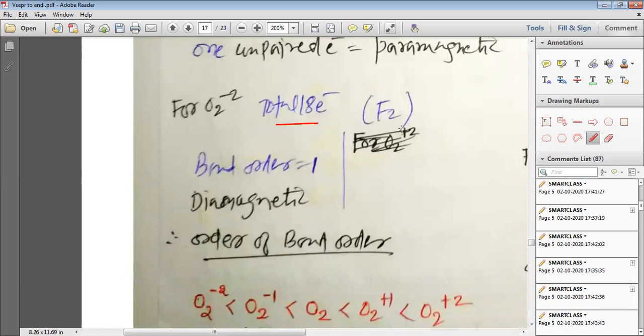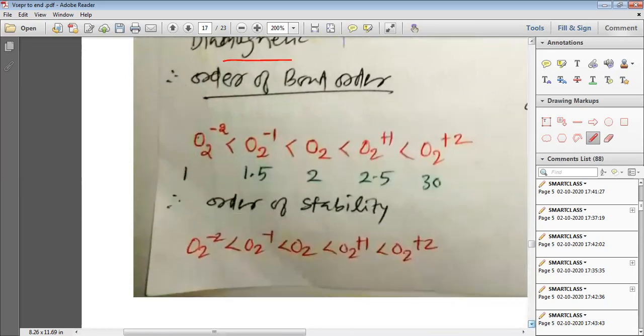It will be very similar to F2, and that is why we can easily say that the bond order is going to be 1, and it is going to be diamagnetic in nature. In the same way, my dear students, we can arrange all the species that we have studied about O2 into the increasing order of their bond order.